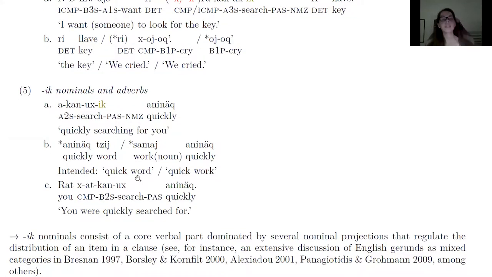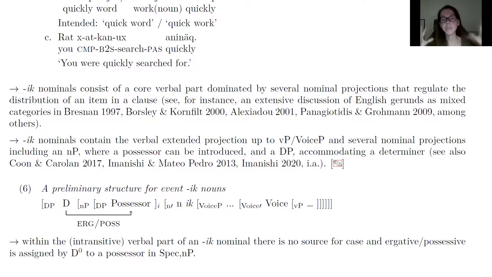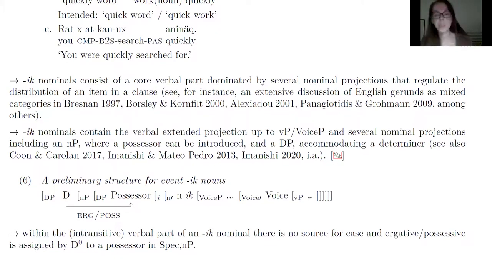So to summarize this very quickly, we follow this general convention that ik nominals are indeed mixed nominals, that they contain this verbal extended projection up to voice P. And then they also have at least 2 additional nominal projections on top of that. So we believe that they have first this little NP, which is basically the nominalizer. And we also follow some literature on Mayan languages, and we assume that the possessor is base generated in the specifier of this little NP. And then we have DP on top of that. So basically D is responsible for accommodating this determiner. And it's also responsible for assigning this ergative/possessive case, which is essentially the same one in practice. And we have some data to show that indeed, for example, there is no TP or, let's say, IP in these nominals. I don't have time to go through it, but it's in the appendix. Please take a look at it later.